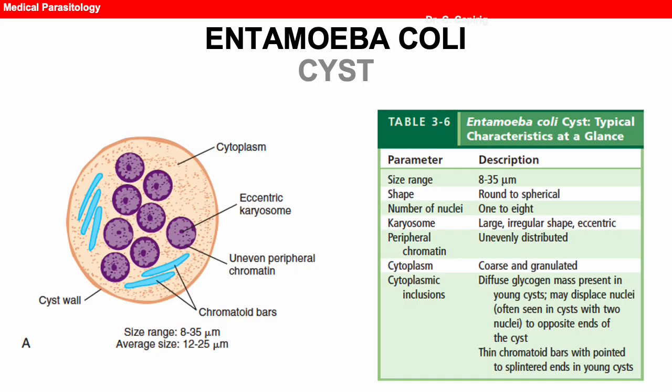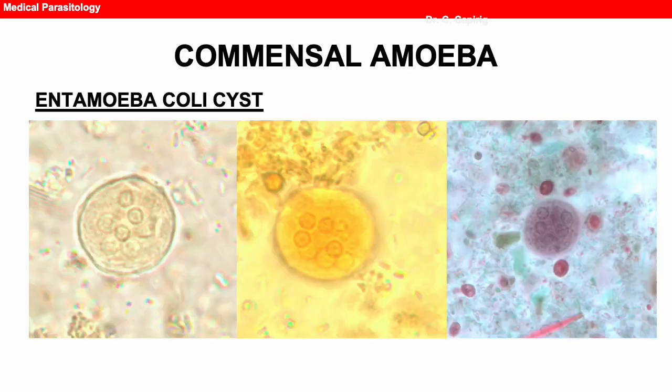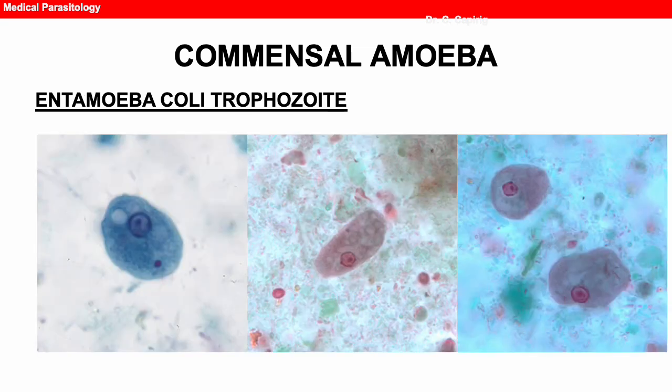So this is the typical characteristic of Entamoeba coli cyst. Please be familiar with this, as well as the typical trophozoite characteristics of Entamoeba coli. As you can see here, the cyst of Entamoeba coli has more than 4 nuclei. They can even reach up to 8 nuclei. So if you see a slide containing a cyst with lots of nuclei, most likely that is Entamoeba coli.